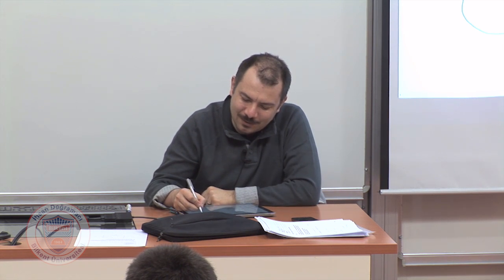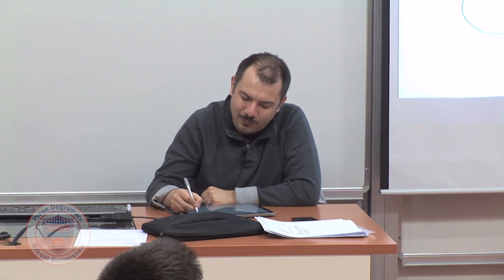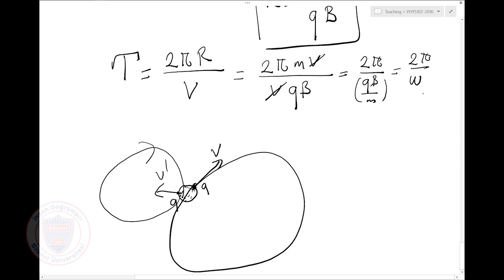Actually, so I can write this as 2 pi over omega, and I'll call it omega c. Omega c is qB over m. The frequency of motion is independent of velocity. This is called cyclotron frequency.